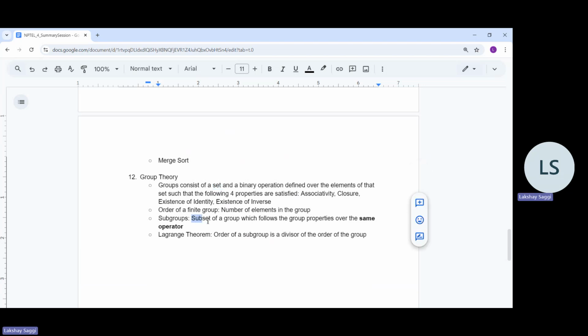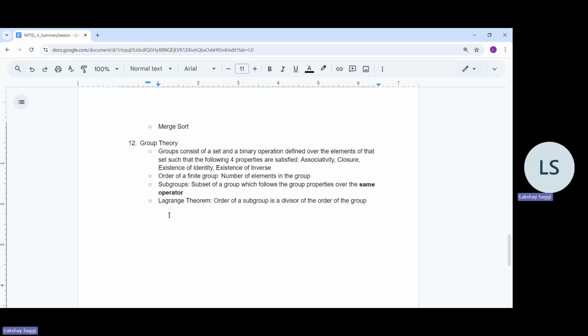And then what are subgroups? Subgroups are just subsets of a group which follow the same group properties over the same operator. Note that I've written the same operator in bold because some people can argue, suppose we have a set and a binary operation, and we take a subset of this set and define some other binary operation such that it follows these four properties, do we call that a group? That is not the case. The subset should be a subset of the original set, but the binary operation should be the same. If a subset also satisfies the four group properties, then we call it a subgroup. It's a group within a group.